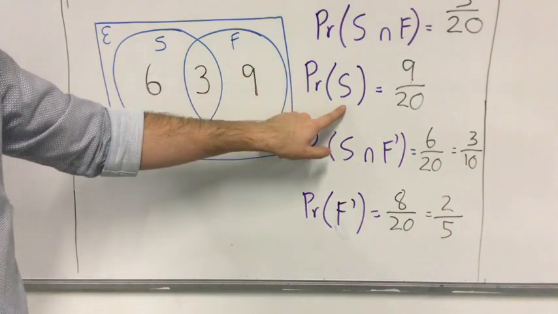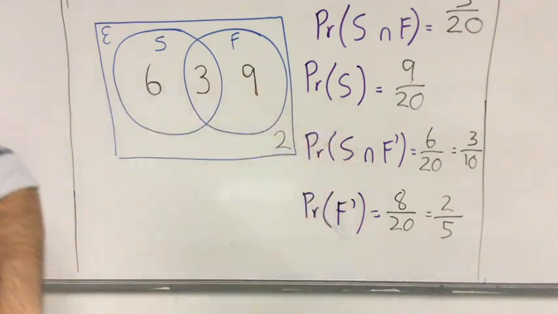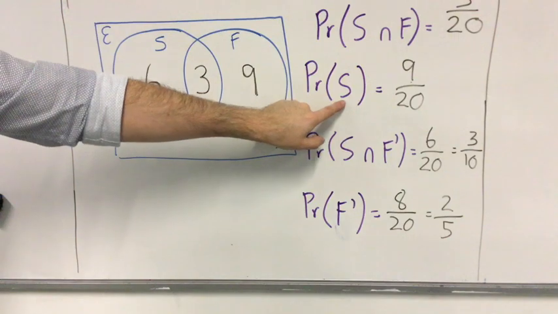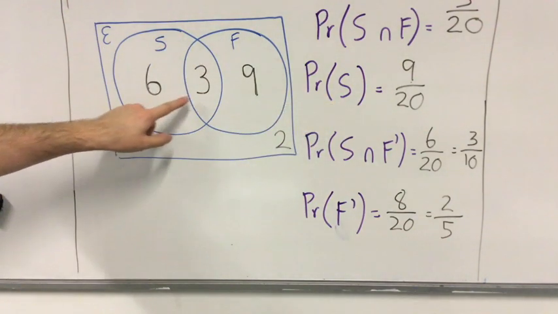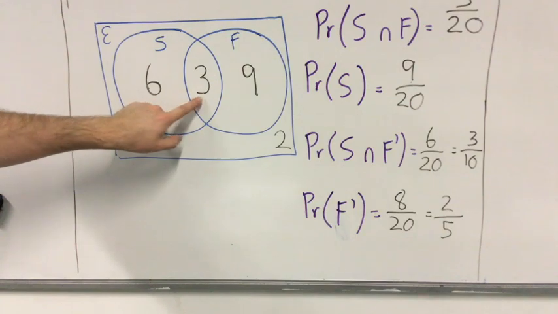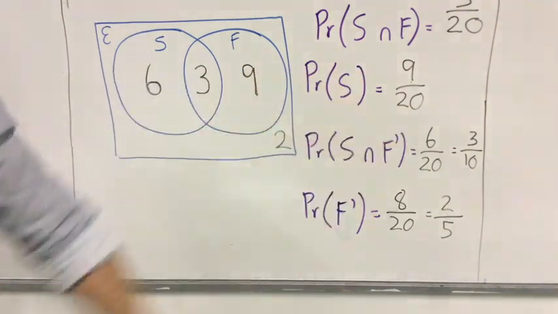Next one says, what's your chances they'll play soccer? You need to look at the whole S circle. Look at your colouring in from the diagrams before if you're not sure. That means look at the whole S circle. That's the whole S circle here. There's 6 here, and there's 3 here that are still in the S circle. Well, 6 plus 3 is 9, so that's where that comes from.